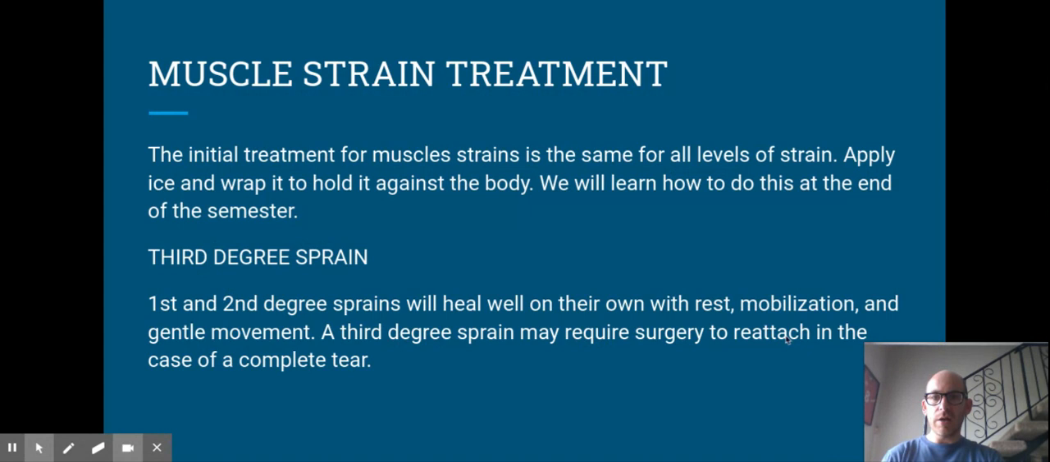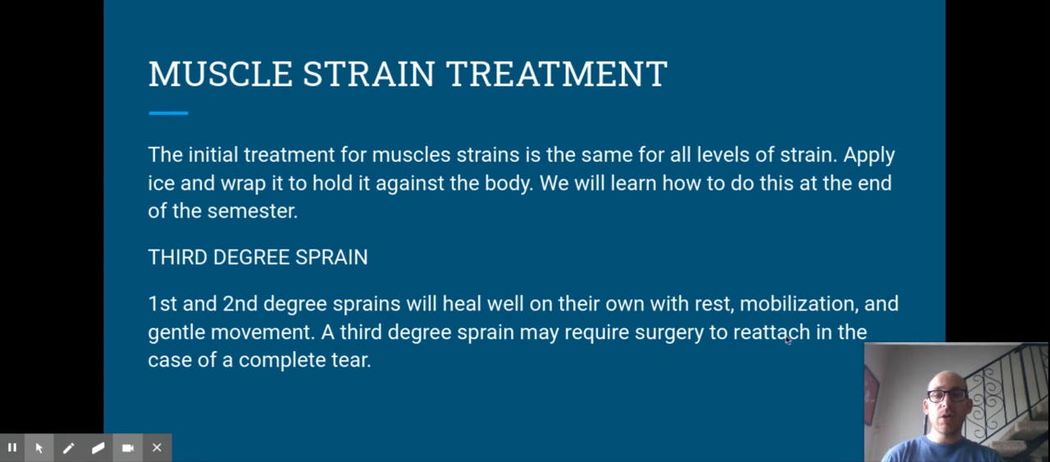Okay, how would we treat muscle strains? Generally speaking, the immediate treatment, which is what you guys would be called in to do as an athletic trainer or when you're in sports med 2, is going to be the application of ice. What ice does is help with pain, and it helps with inflammation. So that's why it's applied immediately.